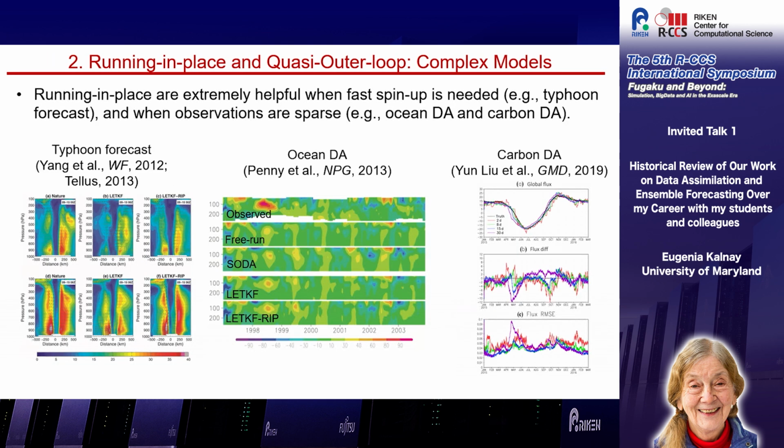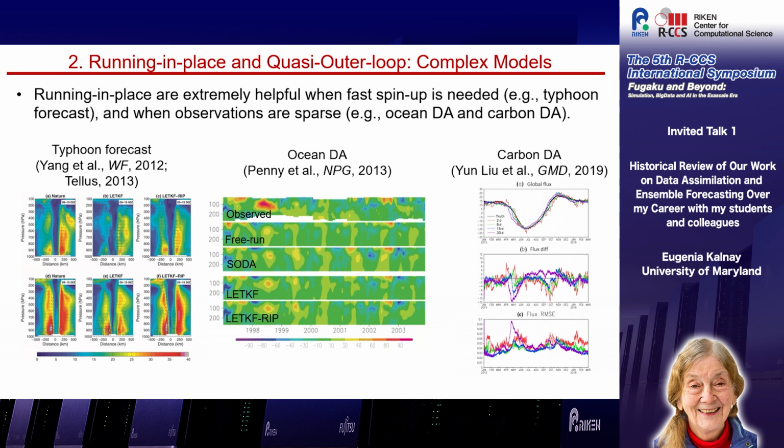Experiments with state-of-the-art models also show the effectiveness of the running in place algorithm, especially when quick model spin-up is needed or when observations are sparse. For example, Shuchi Yang showed that assimilating observations with the running in place algorithm can reduce the WRF model spin-up time significantly and can improve the prediction of tropical cyclone structures.